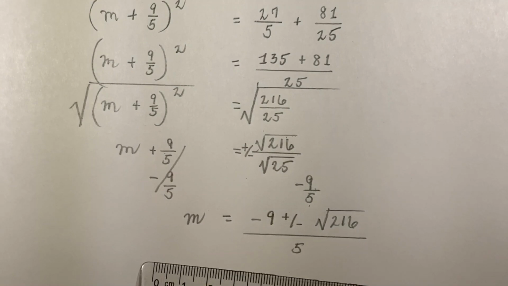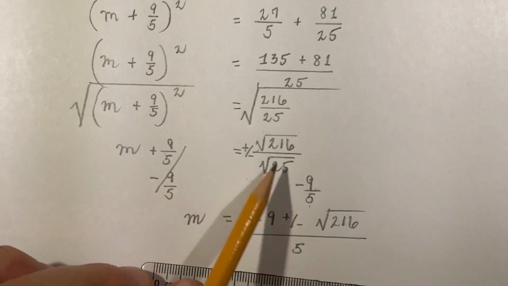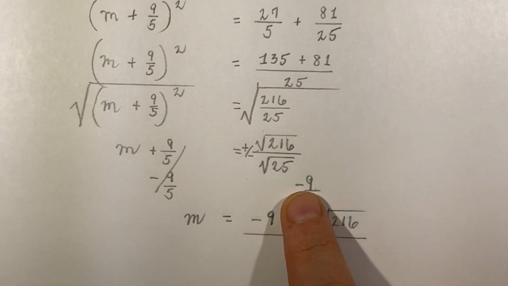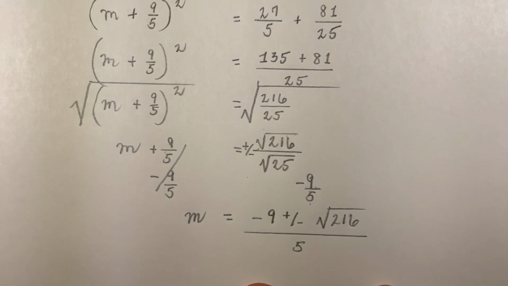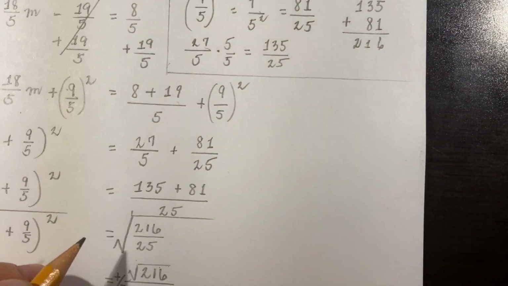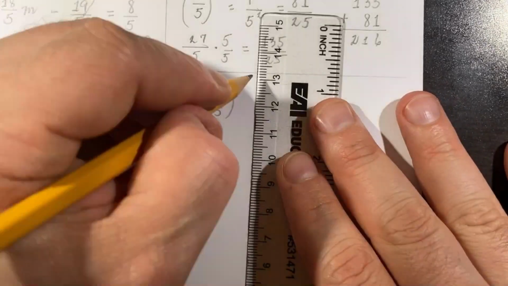The square root of 25 is 5, and so I can write it like this. I put the negative 9 up front and I leave the square root over here. And now we've got to think about simplifying this square root, because 216 can be simplified. Okay? And so what we're going to do is prime factor 216. So over here, we'll create some more side workspace.